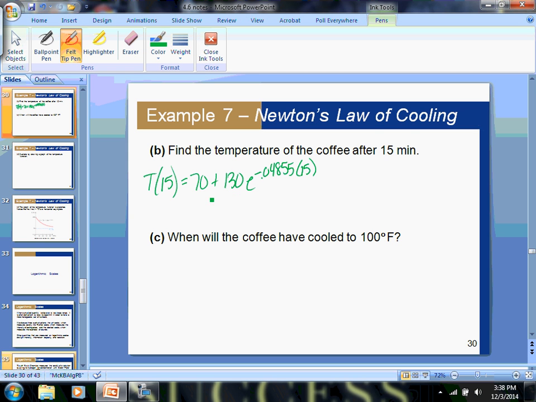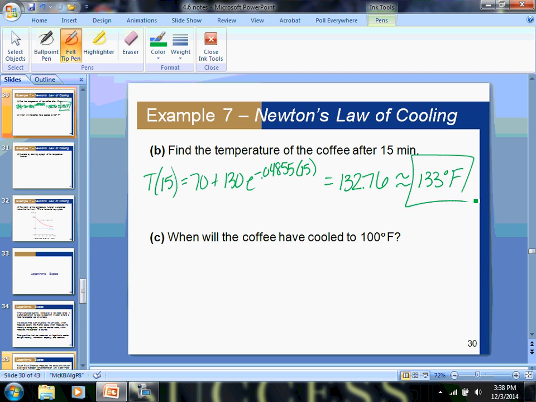Do not add the 70 and the 130 together. That's a common mistake. You're not following order of operations if you do that. You should get about 132.76, which is about 133 degrees Fahrenheit. So after 15 minutes, your coffee is going to be 133 degrees. Yikes, that's still hot.